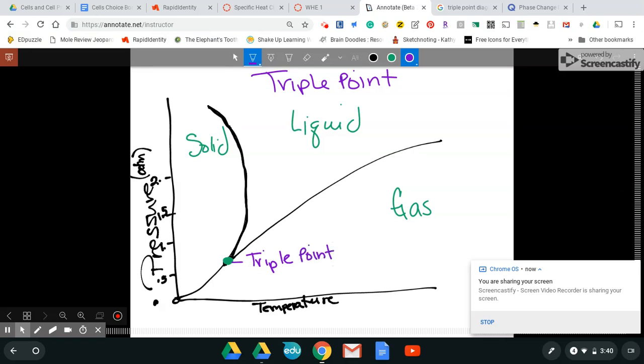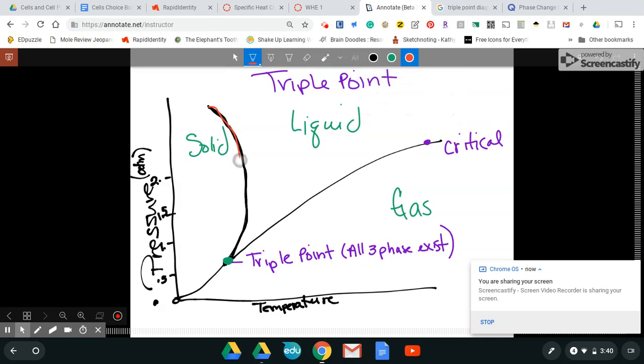And a triple point is where all three phases exist at the same time. Okay. Up here, you have what's called a critical point. And this is where it's such a high temperature and pressure, you can't really distinguish between the liquid and gas phase.